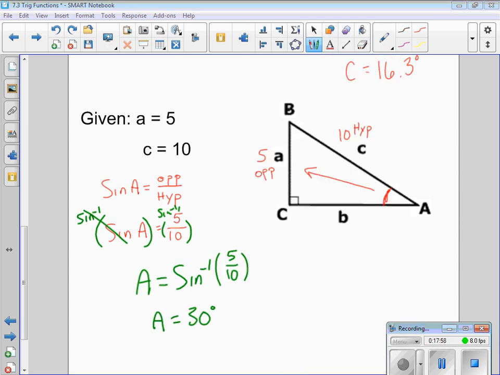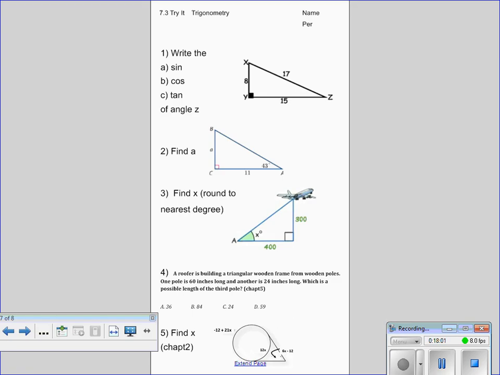Hey, look at that, one of our special triangles. There's your try it problems. Have fun.